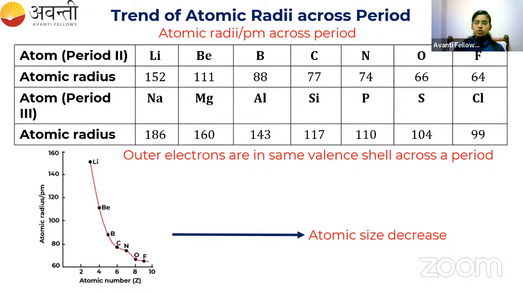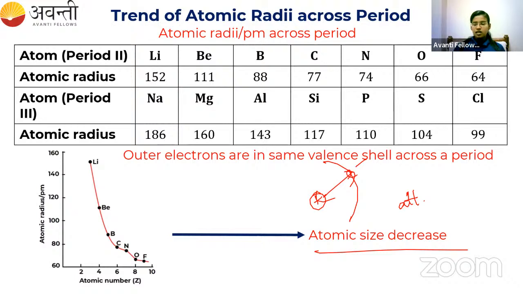If somebody asks you why the atomic size is decreasing across a period, you should be able to tell that the distance between the nucleus and the outermost electron decreases. So the attraction increases and the size decreases. Got it?